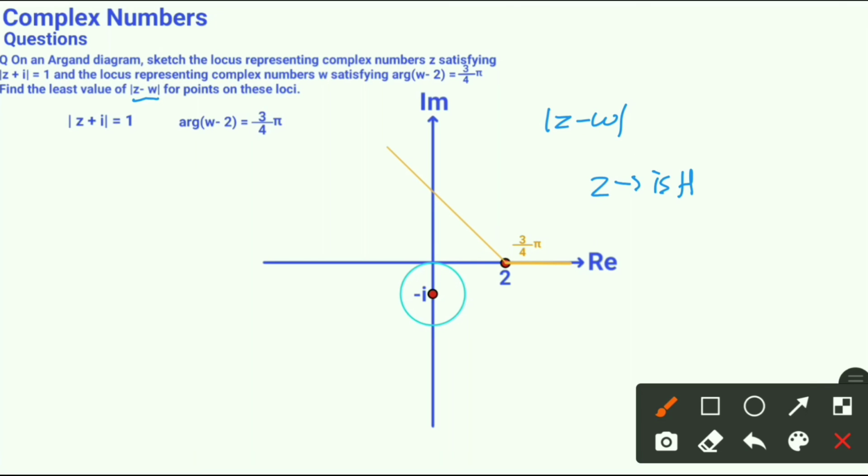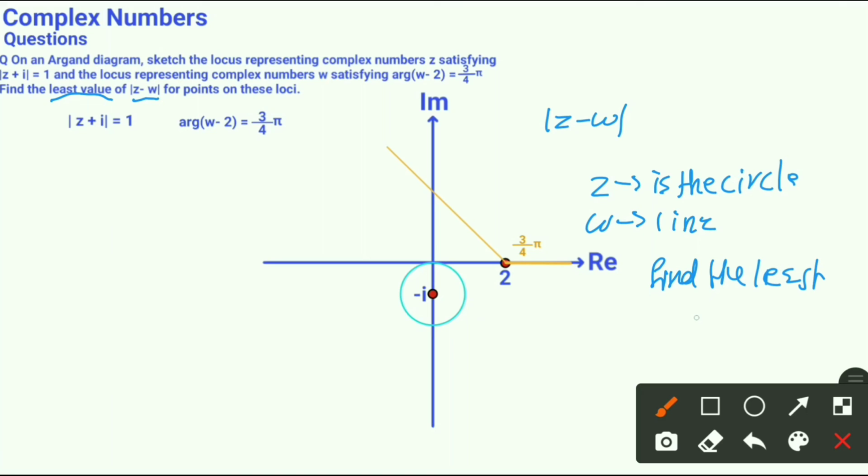Let me write it down. z minus w. z is the circle, w is the line, and it's saying find the least value of z minus w, which means find the least distance between these two. Okay, which means this and this is the distance that we need to find. So we can start by asking what is the distance between this.